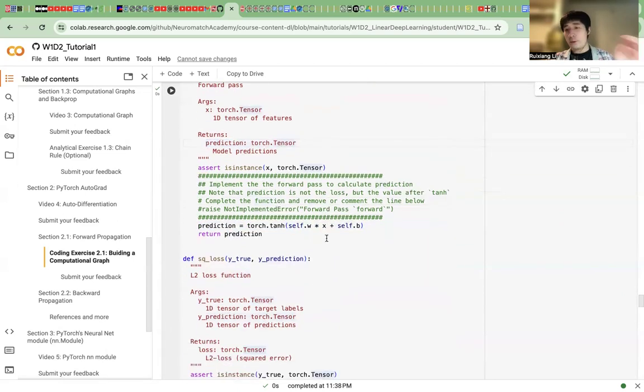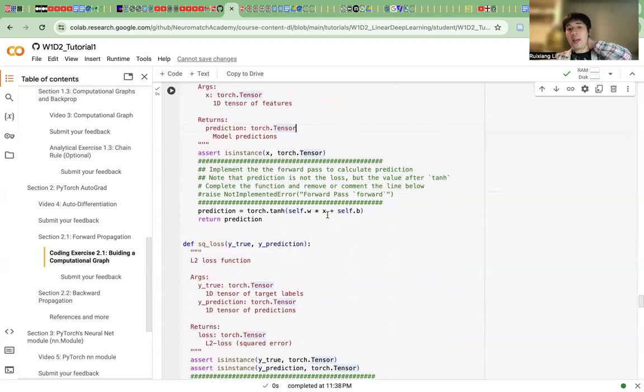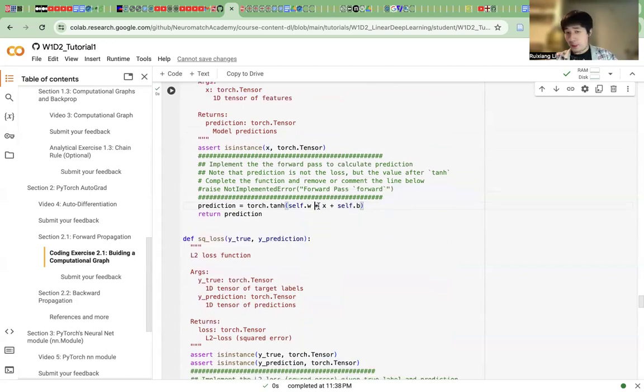Secondly, for people who are interested, think about what changes you can or should make if x is not a scalar. If it's a vector, naturally W will correspondingly be a matrix. What changes will we make for this multiplication sign, and what should you do to make sure that the dimensionality is correct after this matrix-vector multiplication?